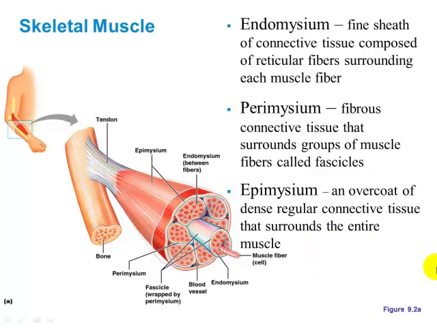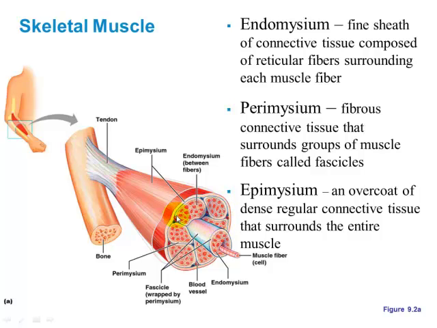This epimysium is going to be this outer covering. It is dense regular connective tissue. It's actually continuous with the tendon. The tendon is the dense regular connective tissue that connects the muscle to the bone. Within this organization, we have these bundles. Each bundle is a fascicle.